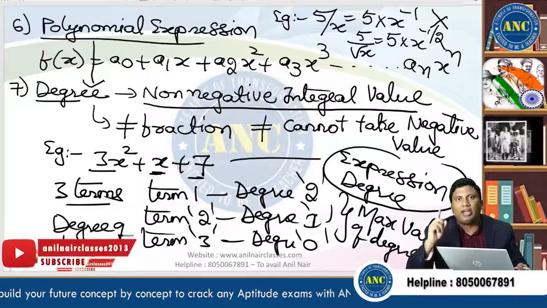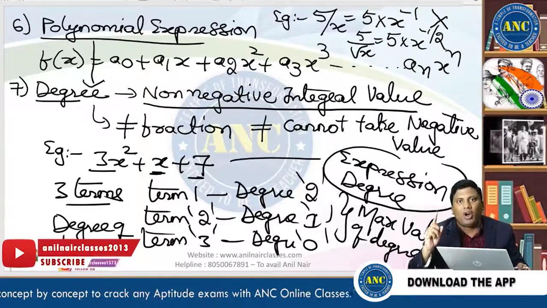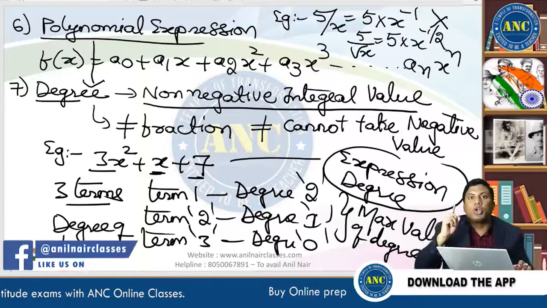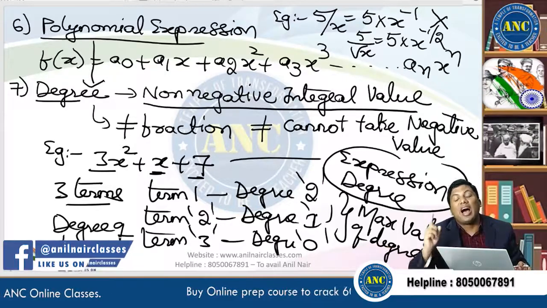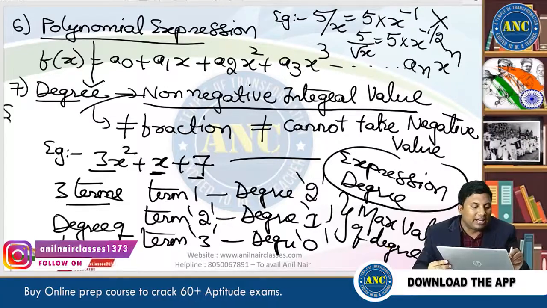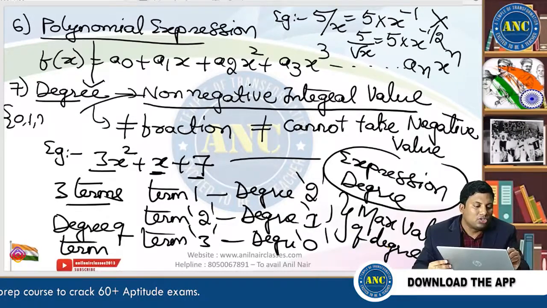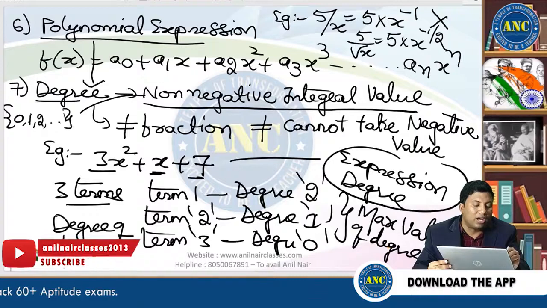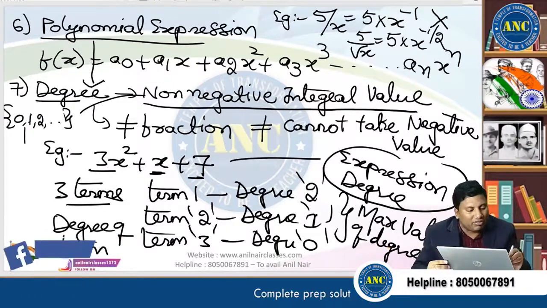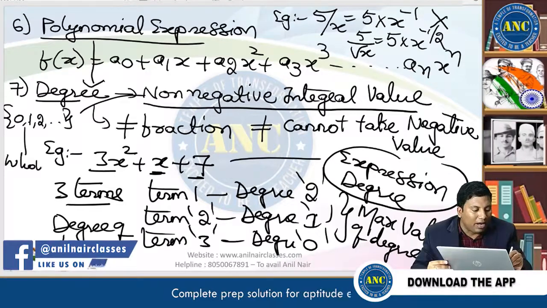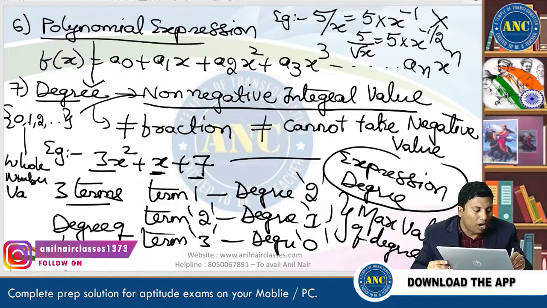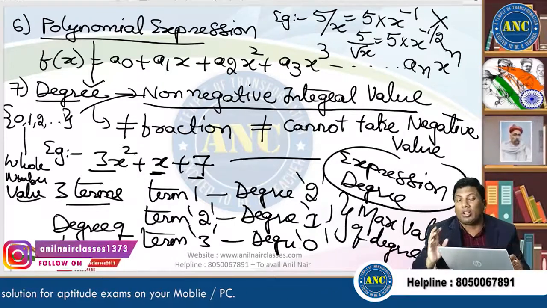A polynomial expression's degree will always be a non-negative integral value. Non-negative means other than negative. Other than negative means it can take anything from 0, 1, 2, 3 and so on. Or in other words, the degree of an expression is nothing but a whole number value. I hope you are all there with me.